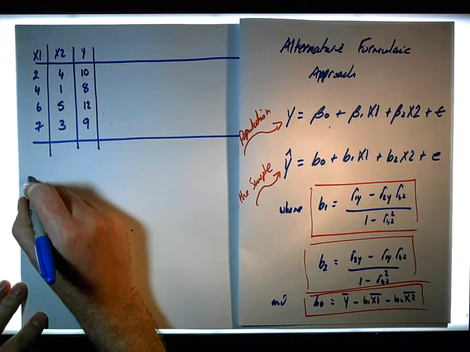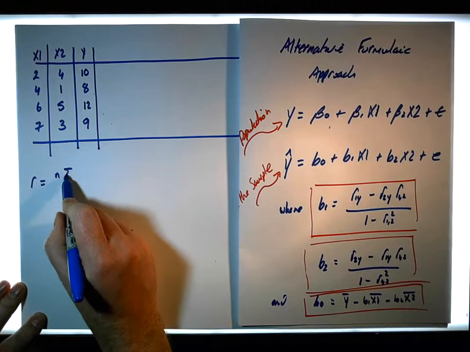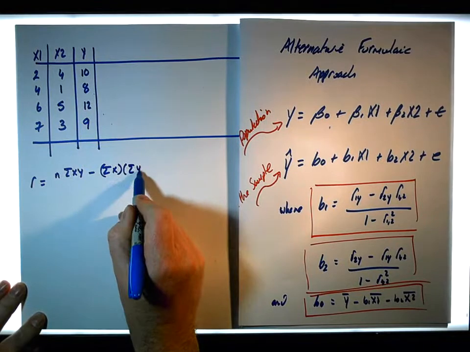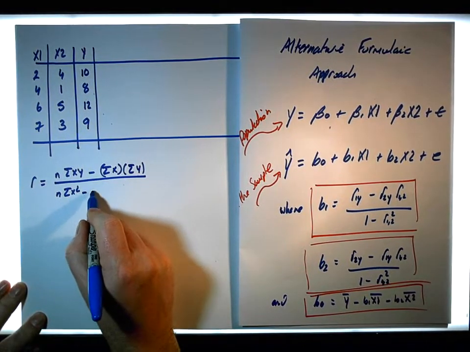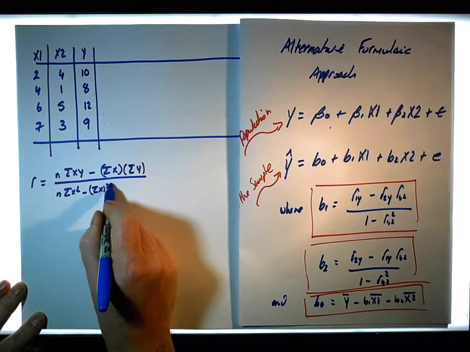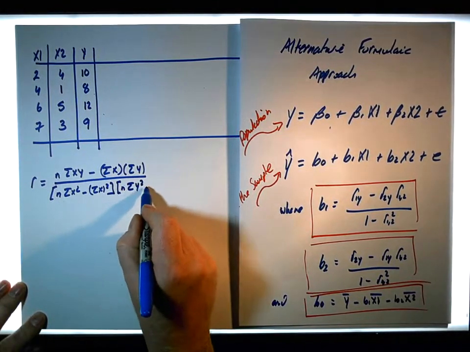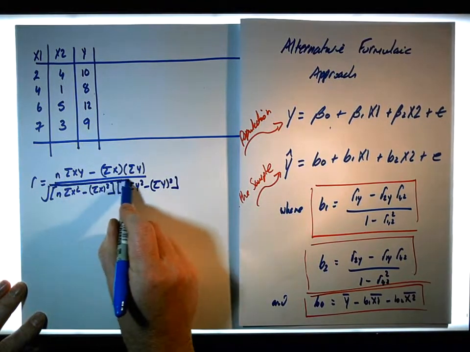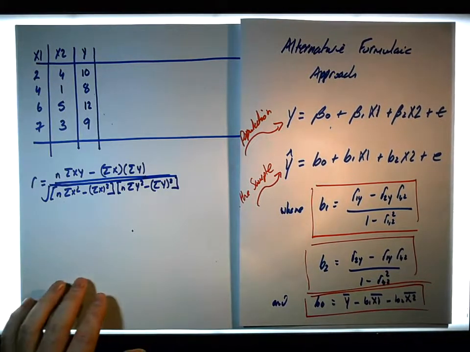So our formula is that the correlation in general is equal to n times the sum of the xy's minus the sum of the x's times the sum of the y's, divided by the square root of n times the sum of the x squareds minus the sum of the x's all squared, times n times the sum of the y squareds minus the sum of the y's all squared. So we're not going to have to do y twice.